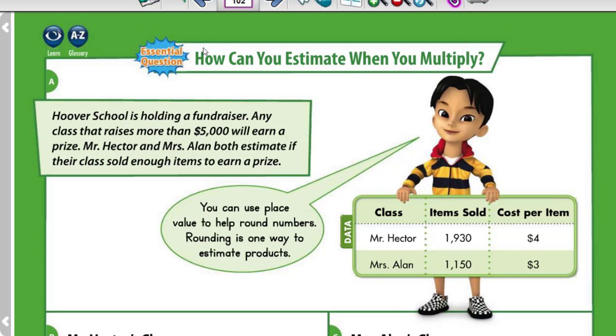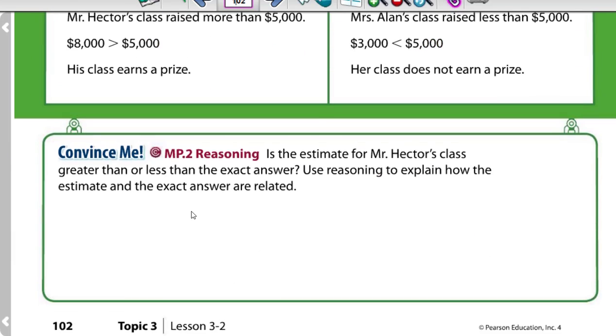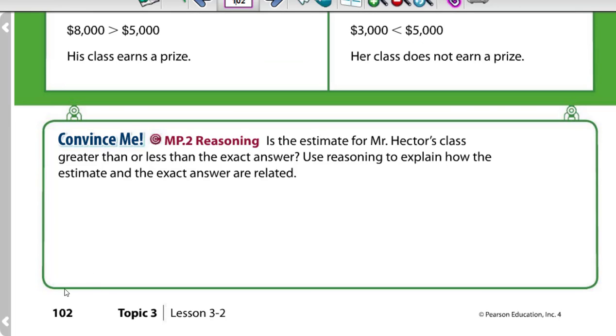Okay, my dear students, let's see the question. It's about the video in the same page down on the same page. Is the estimate of Mr. Hector's class greater than or less than the exact answer?